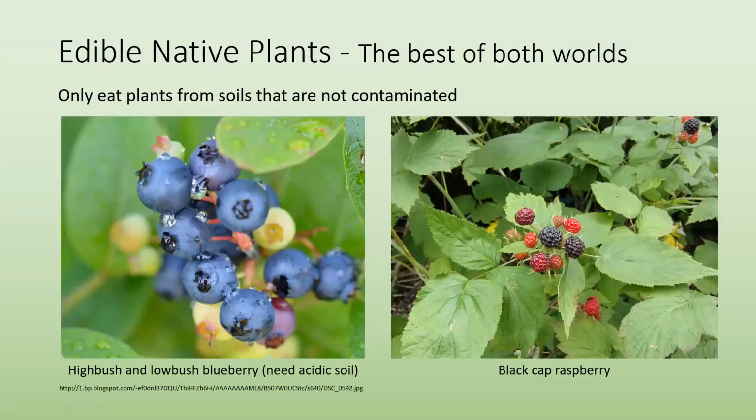But edible native plants, they're kind of the best of both worlds, I think. You know, you're growing food and supporting all the wildlife and habitat at the same time. Blueberries are a great one. They just need acidic soil. Blackcap raspberry, I think it has a lot of little seeds in it, but it's a common thing that comes up in a lot of people's yards that you could use potentially.